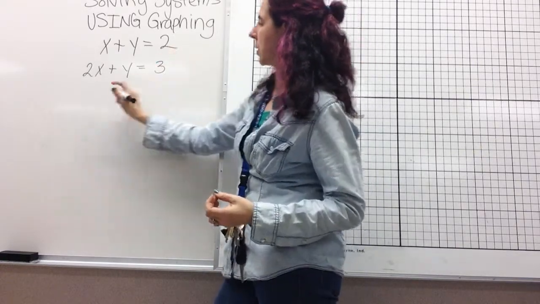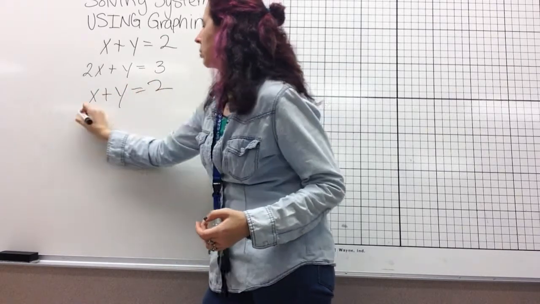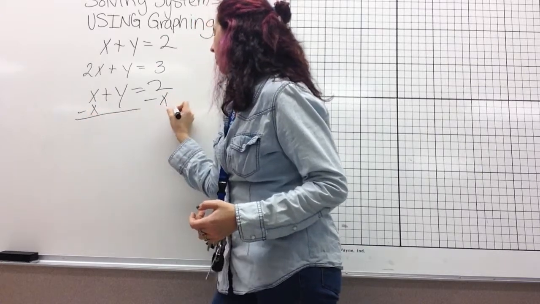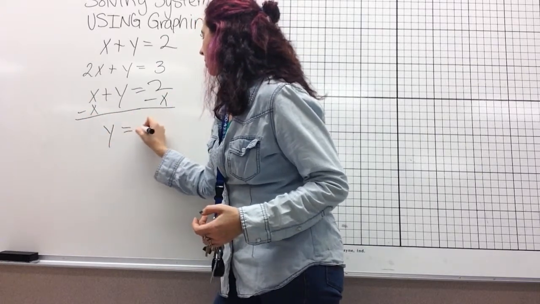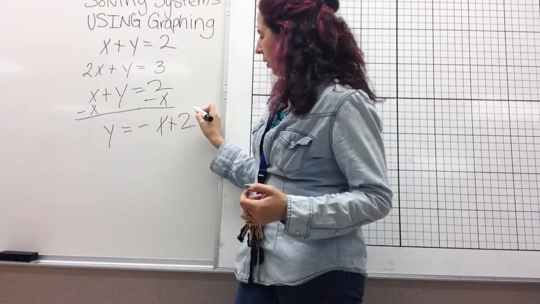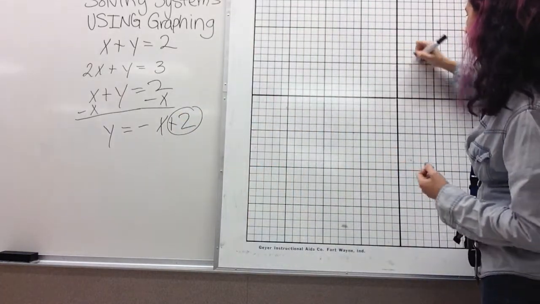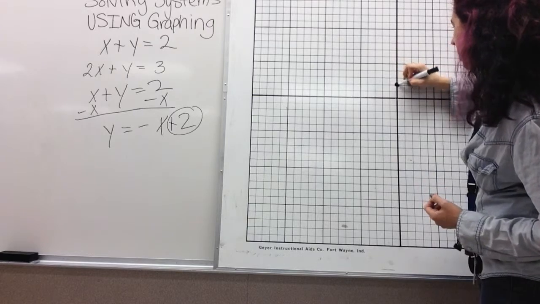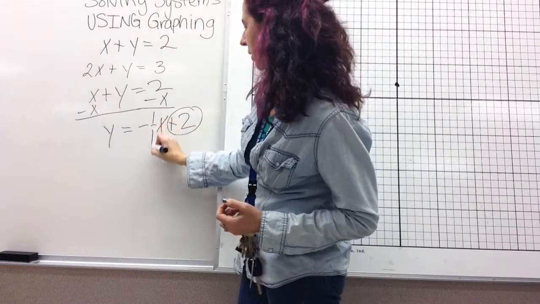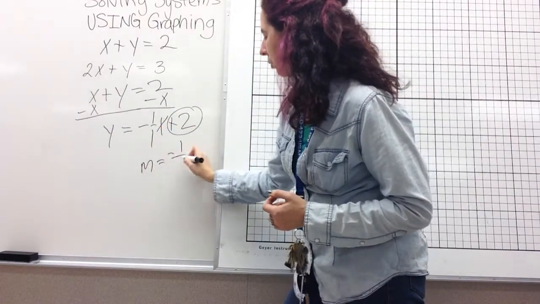So I'm going to start with this one. x plus y equals 2. We would subtract x from both sides, which would leave us with y equals negative x plus 2. We then graph a 2 on our line. So we go up 2. So 2 is here, okay? And then we would put our slope in here, okay? So our slope would be m equals negative 1 over 1.